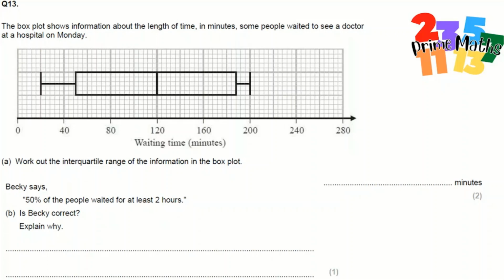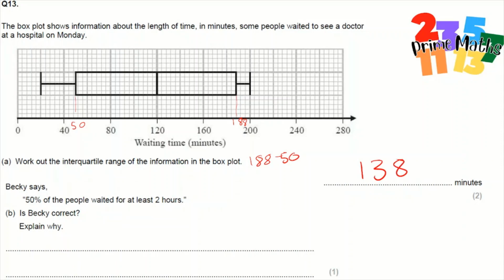Question 13 is an interpreting data question. We want to work out the interquartile range of the information from the box plot. The interquartile range we get from taking the upper quartile and subtracting the lower quartile. So our upper quartile here is 188, and our lower quartile here is 50. So we need to do 188 take away 50 to give us 138.